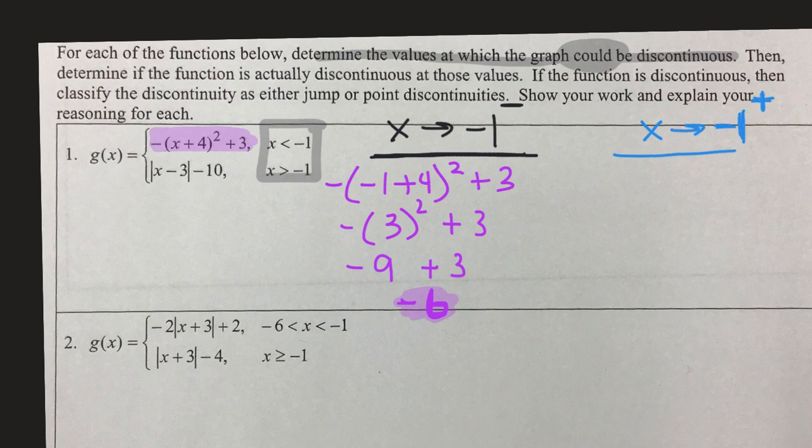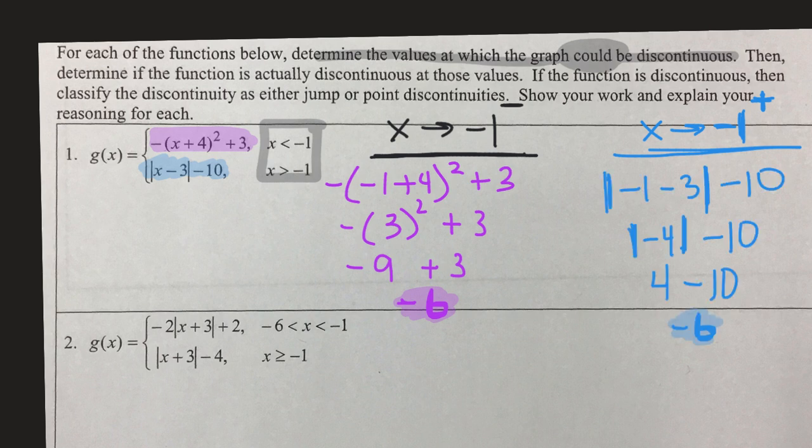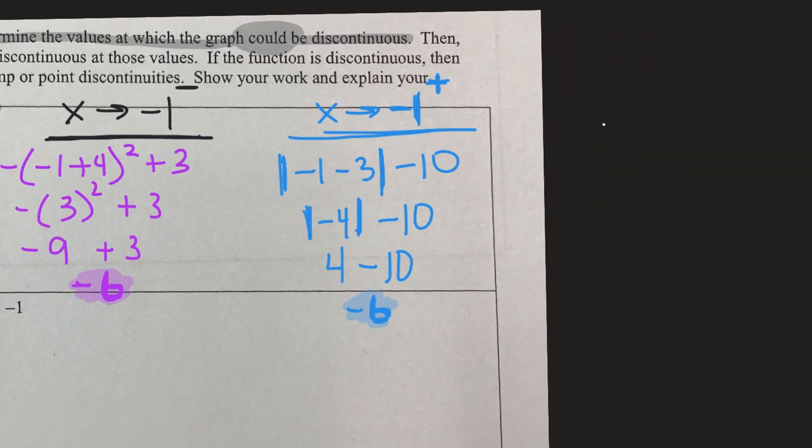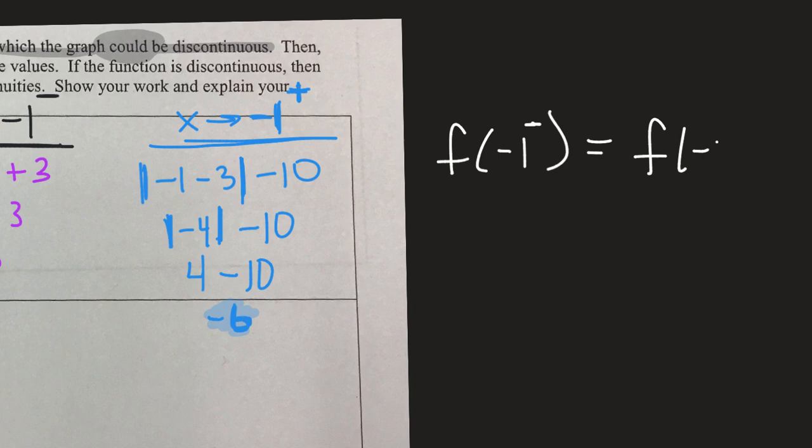So which of our equations is on the right side of -1? That would be the bottom equation. So I'm going to plug -1 into that bottom equation, and I'm going to evaluate it and see what number I get. When I evaluate into that absolute value function, I also get -6 as my answer. Okay, so we can do some evaluating, right? Let's put this together. We have the y value at -1 from the left equals the y value at -1 from the right.